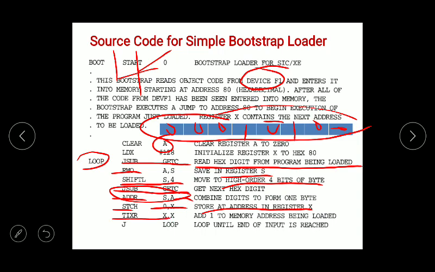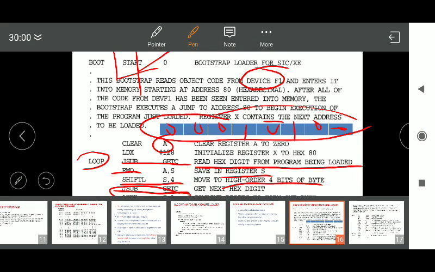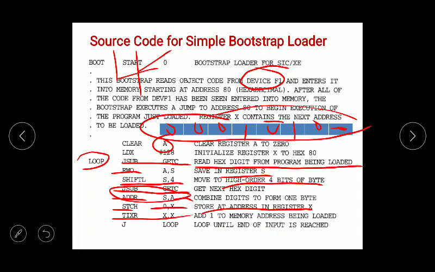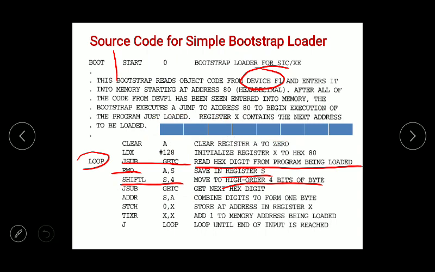Now TIXR. TIXR means add 1 to the contents of index register X, that is, add 1 to the memory address being loaded. We are making ready the index register for reading the next character. Then jump to loop until the end of the input is reached. Got it? Read one character from the object program and store it into the memory.